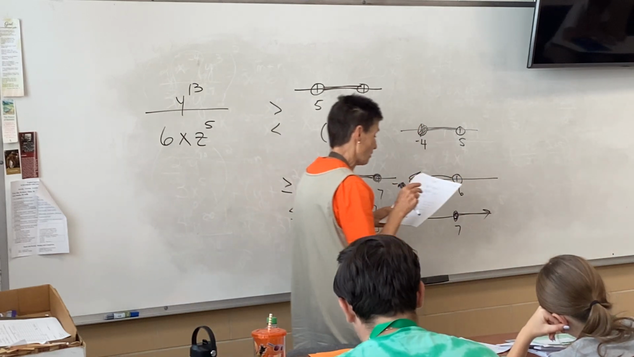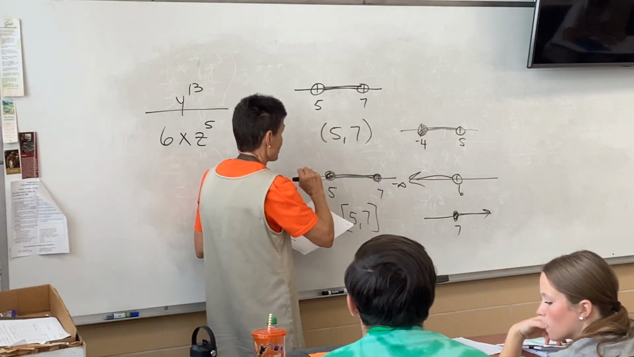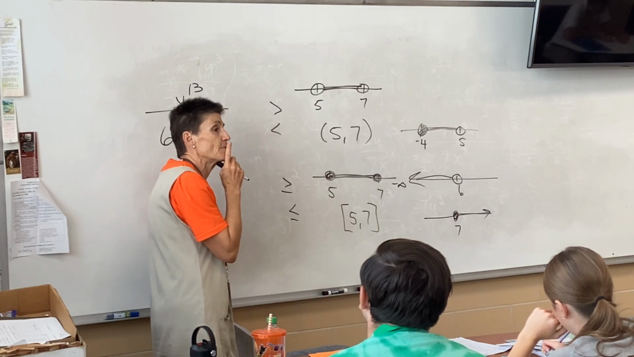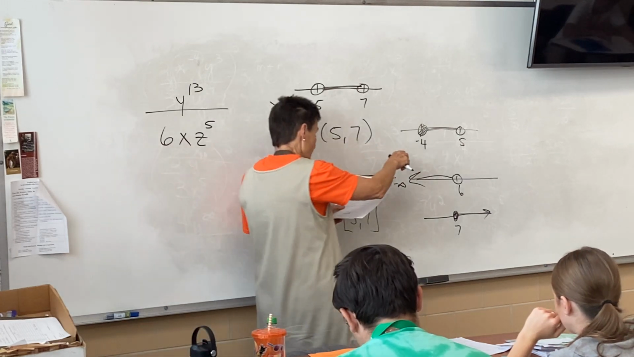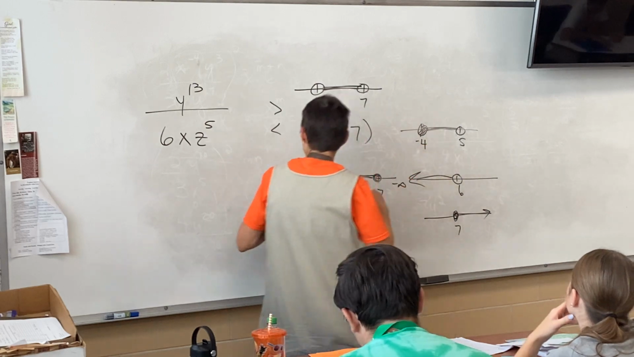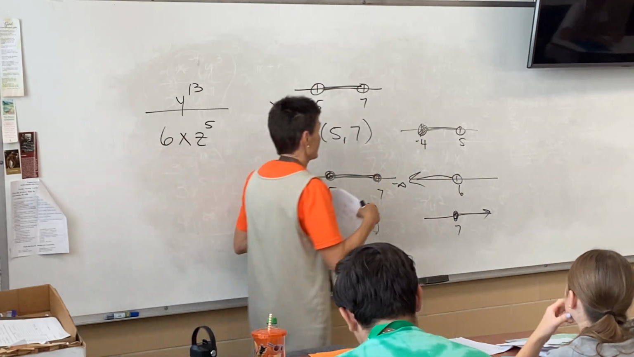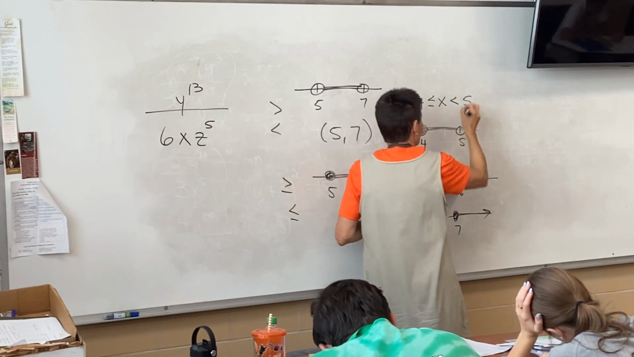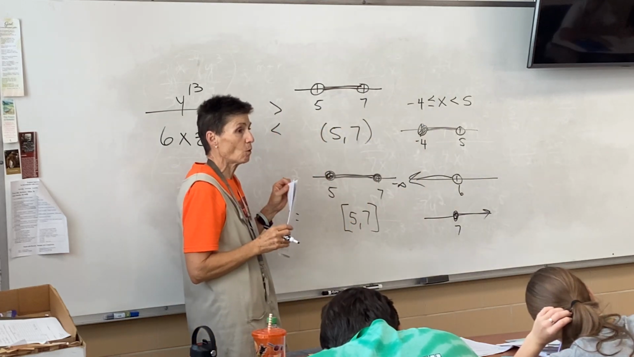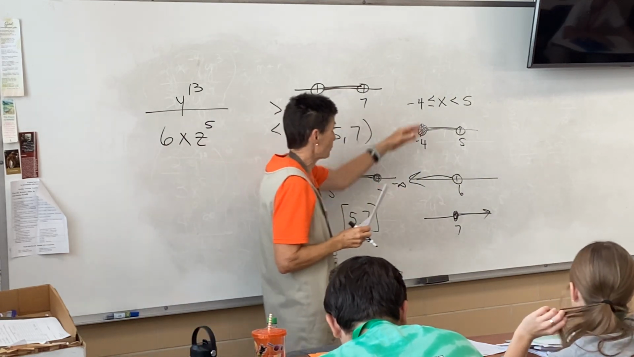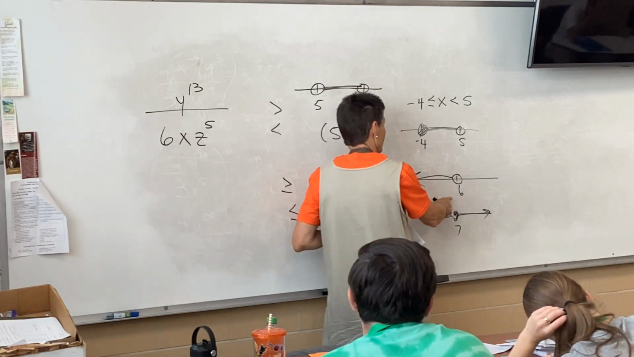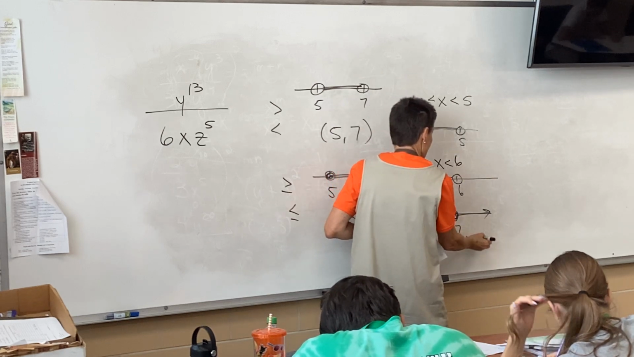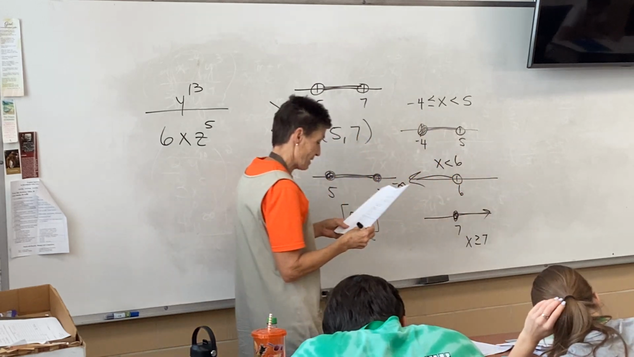All right, 10. What are those intervals that we just sketched? What do they look like in terms of inequalities? What would this look like if I had to write it with these symbols? X is in between -4 and 5, and we have an or equal to on the -4. What would this one look like as an inequality? X is less than 6, and X is greater than or equal to 7.